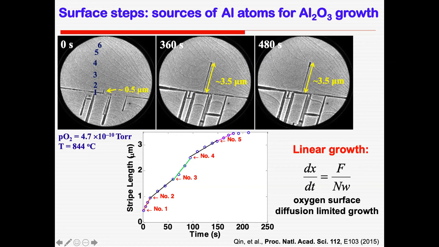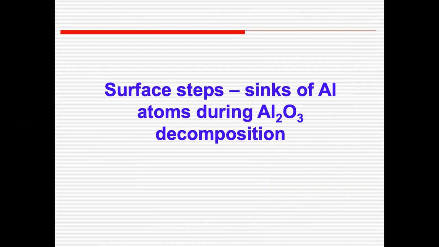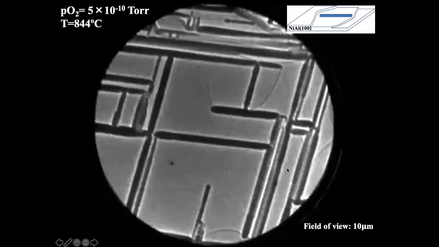All right. So now as we know, the step edge, the surface steps, are a source for providing aluminum atoms for oxide growth. And steps can also be a sink for the aluminum atoms when the oxide decomposes. So why don't we have the oxide decompose? Sure, here's a video. Basically, if we lower the oxygen pressure at a high temperature, the oxide will become unstable and start to decompose. In this video, for example, we have a large coverage of oxide on the surface.